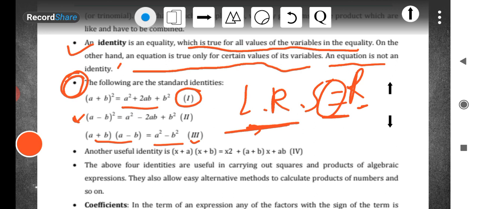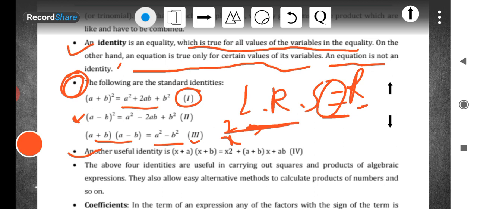Now another useful identity. Here you can see three variables: (x plus a) and (x plus b). Here a and b will be some constant value, or they can be any variable also. Now x is common in both terms. (x plus a)(x plus b) is equal to x square plus (a plus b)x plus ab.